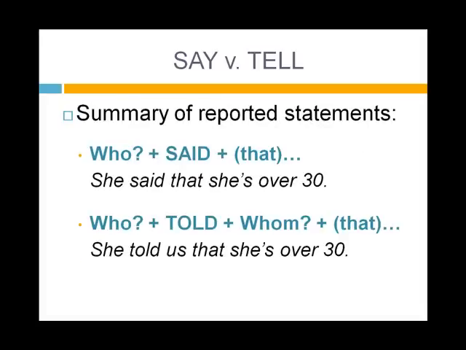Two very common structures for reported statements then are the following. Who plus said plus that. She said that she's over 30. You can also leave that out. She said she's over 30. And who plus told plus whom plus that. She told us that she's over 30. Again, you can leave out that. She told us she's over 30.